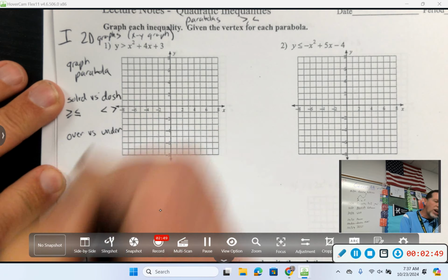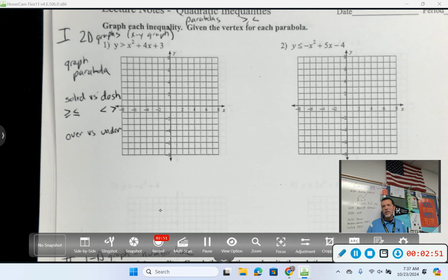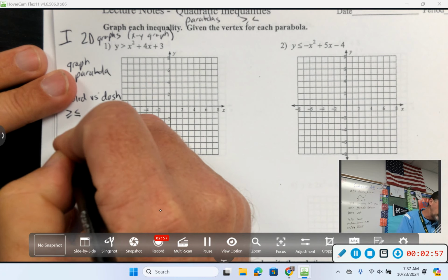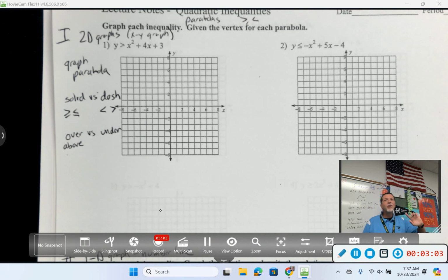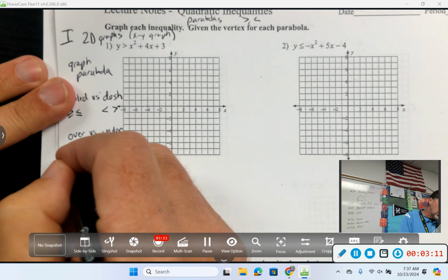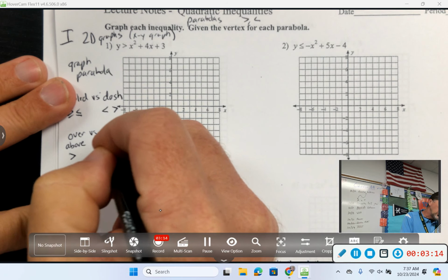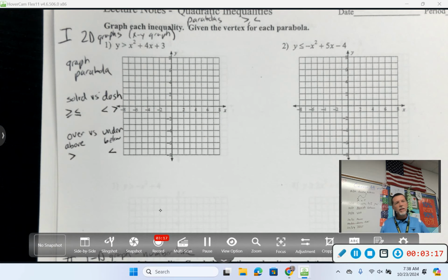And then there's where to shade. We can still think about over versus under. When would you shade above? Maybe I should say above rather than over. Shade inside the parabola. I'm glad you said that. Don't ever say inside versus outside the parabola. Shade above or below, because above or below goes with the inequalities. Above is greater than, below is less than. You can't match up inside versus outside the parabola because of the negatives. So instead think over versus under, above versus below.